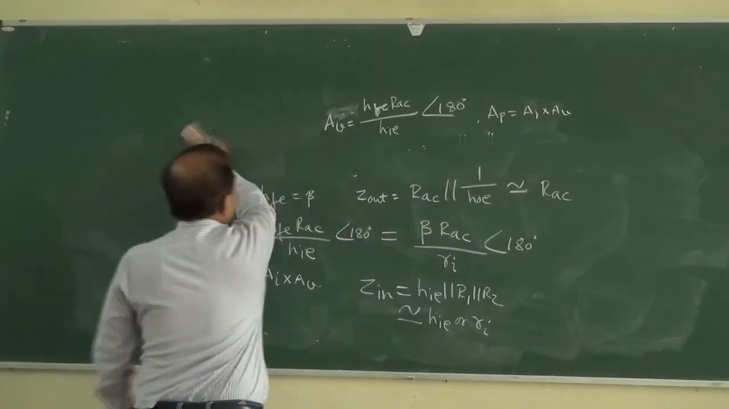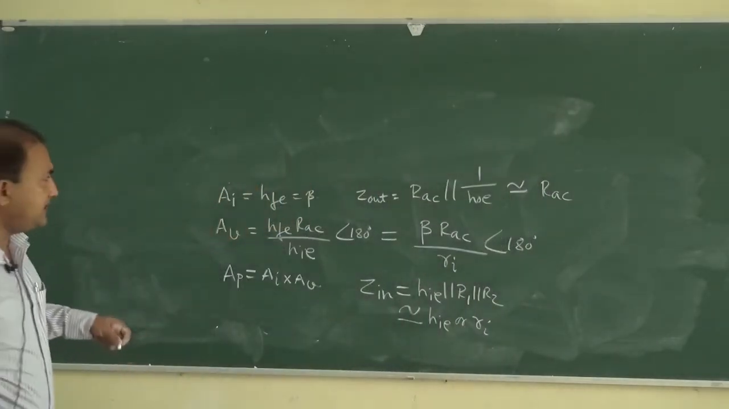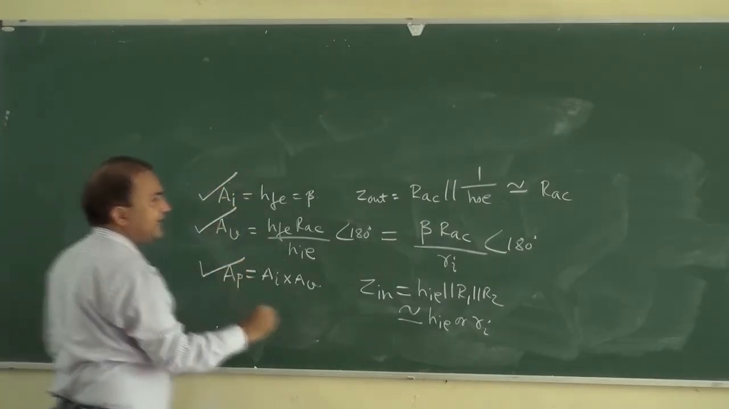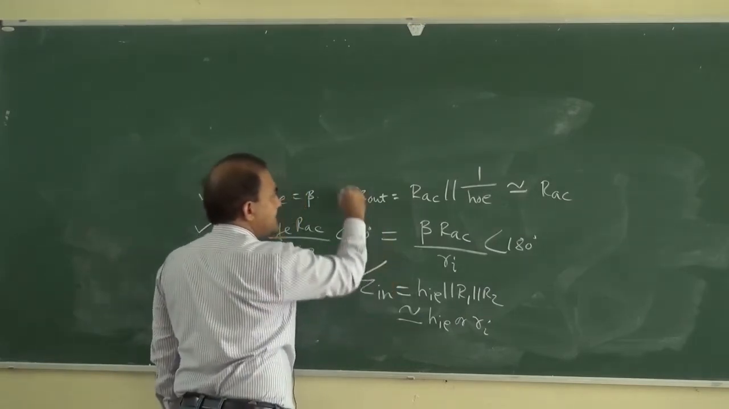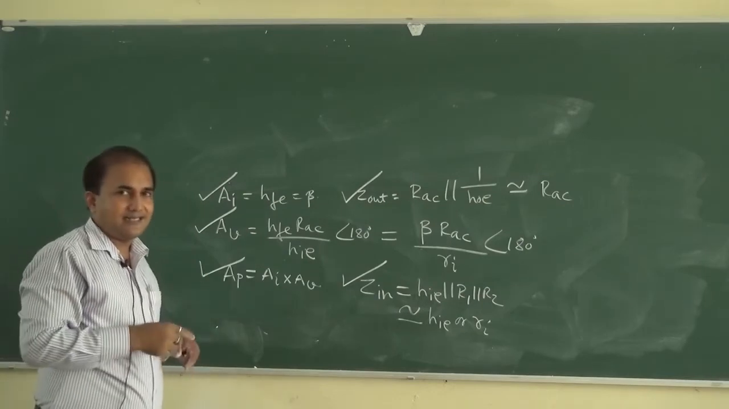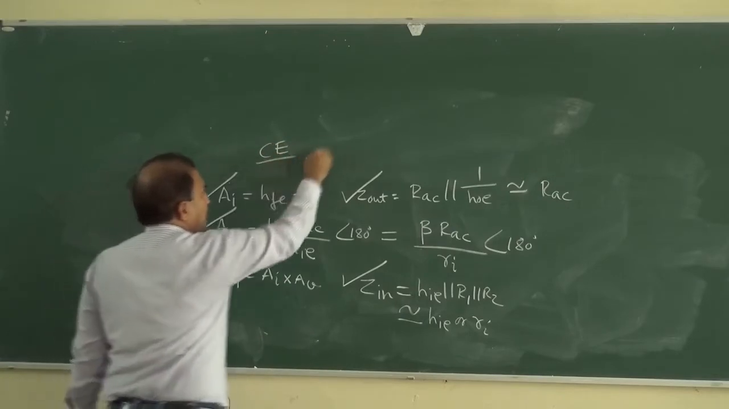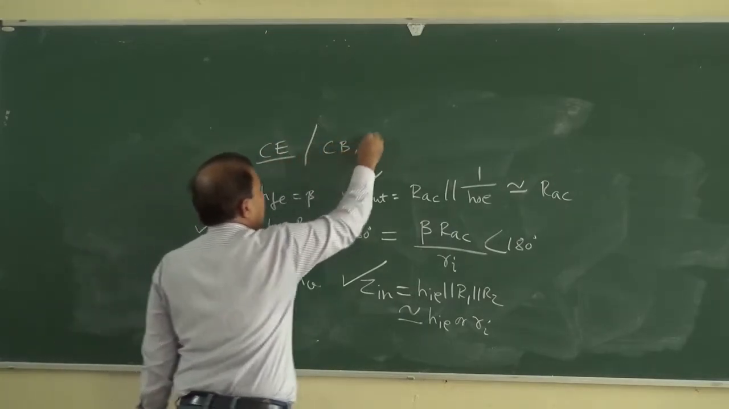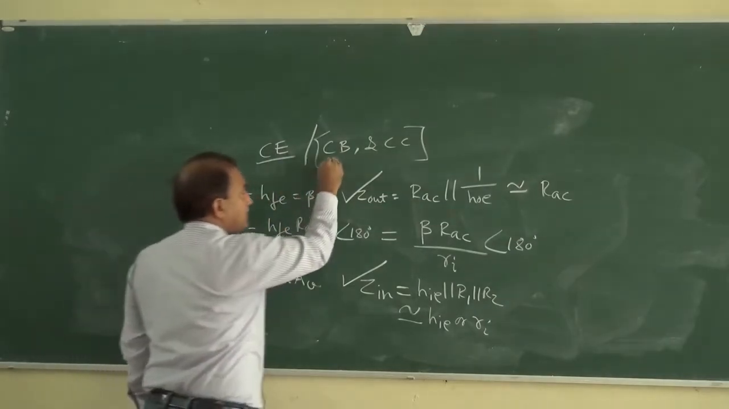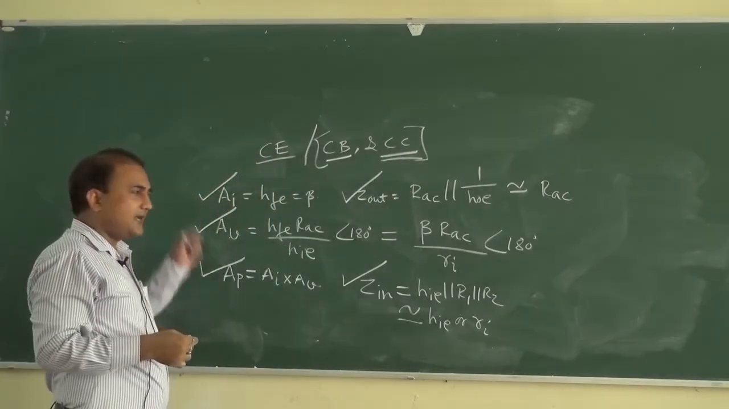So in this way we can determine these quantities. This is current gain, this is voltage gain, this is power gain, this is input impedance, and this is output impedance of a single stage BJT transistor in common emitter mode. Similarly for common base and common collector, we can determine all these quantities for the common base and common collector amplifier circuits also.